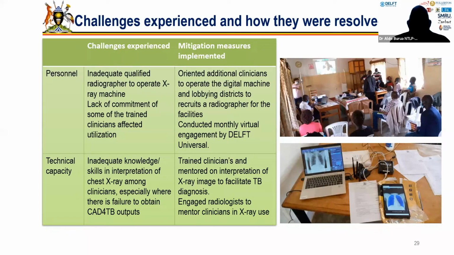What we did about it is that we trained the clinicians and also mentored them on interpretation of X-ray images to facilitate TB diagnosis. In addition, we also engaged specialist radiologists to mentor clinicians in X-ray use so that they're able to use these services for diagnosis of TB.